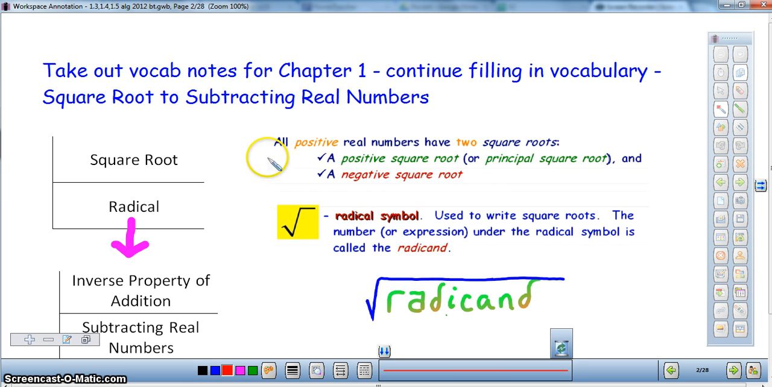As we talk about square roots, all positive real numbers will always have 2 square roots. So a positive square root and the negative square root. The symbol that's used is called the radical symbol. This is a square root symbol often referred to. So when someone talks about being radical, they're not talking about being out there, but it's used to write our square roots. The number expression under the radical symbol is called the radicand, and you can see that looking here.